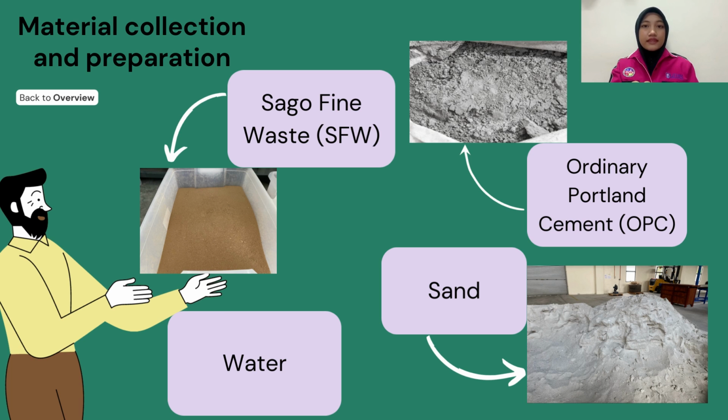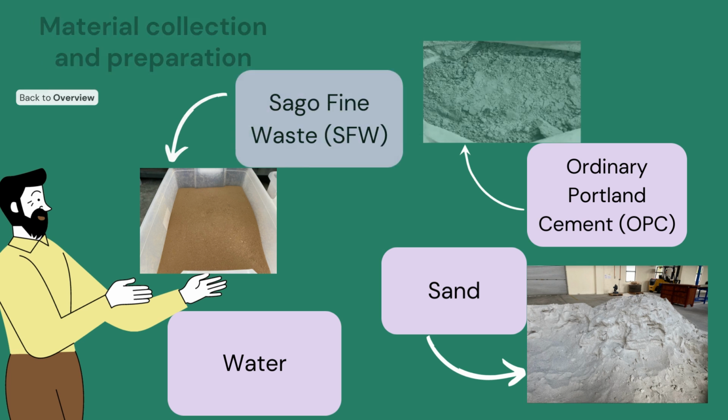Third material is sand. The sand that will be used in the study is natural white sand, and it will be collected locally at the UTHM laboratory. And the last material is water. Only clean, transparent, and drinkable water should be used in the production of the bricks for this study.